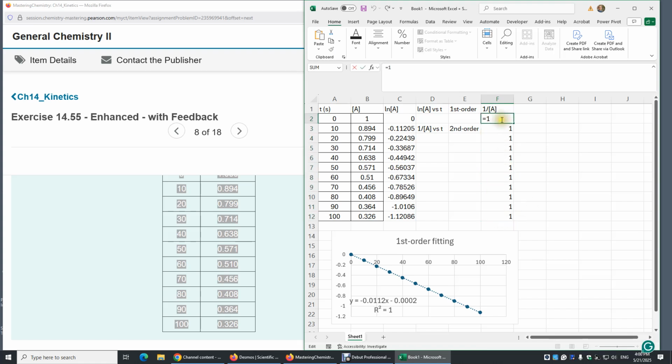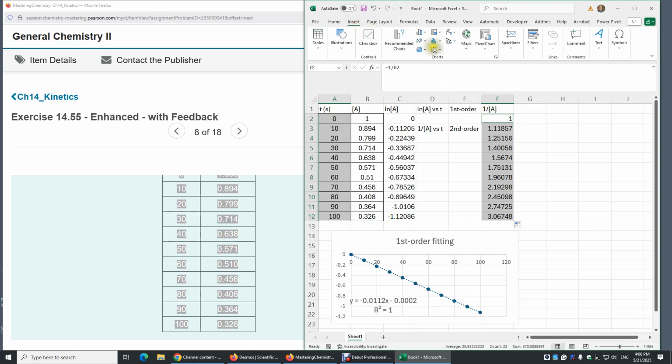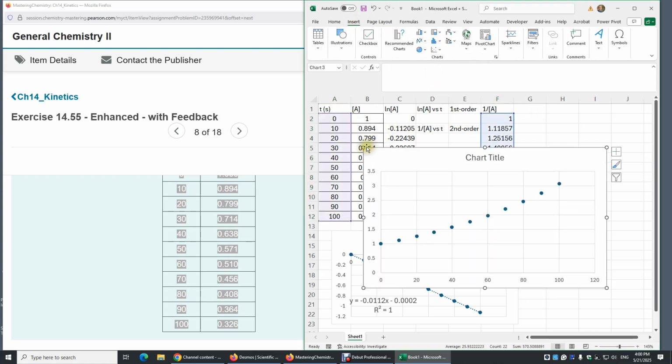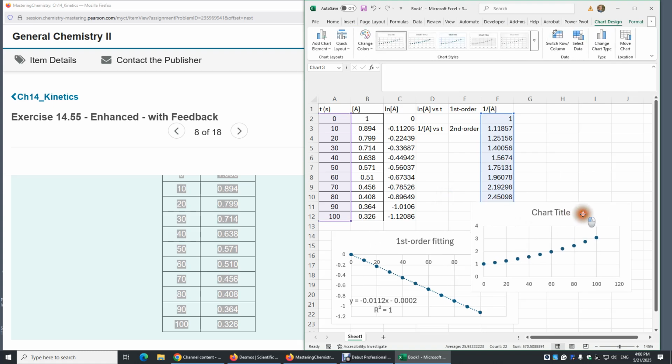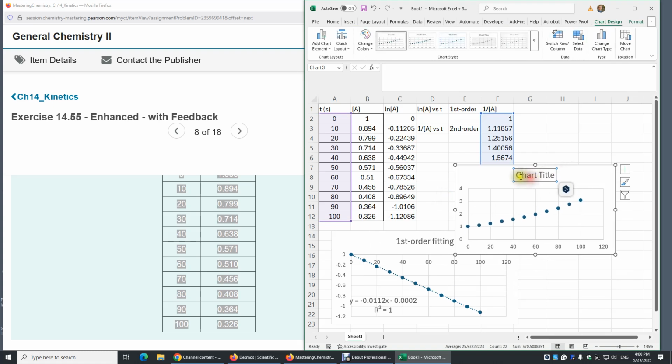Oh, I did something wrong here. 1 divided by this cell, B2, and then we drag it down. So this is the reciprocal, and then we plot 1 over A versus t, with time as the horizontal and 1 over A as the vertical. Insert. Well, apparently this is not as linear. This is the second order fitting.